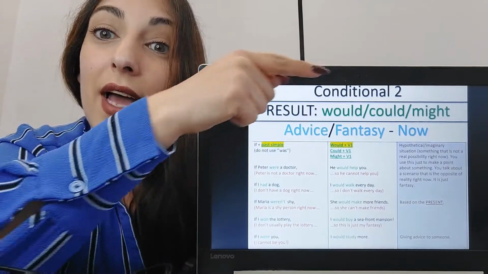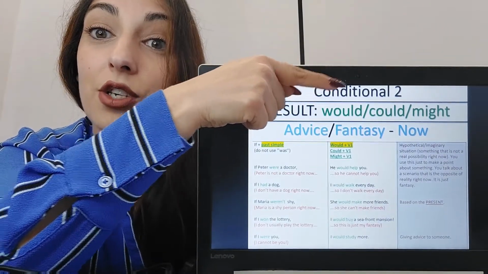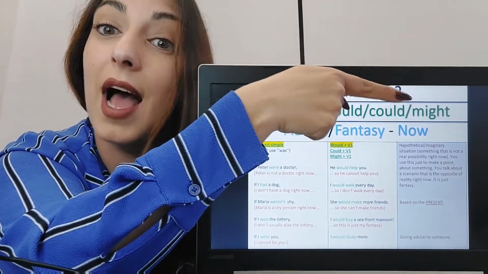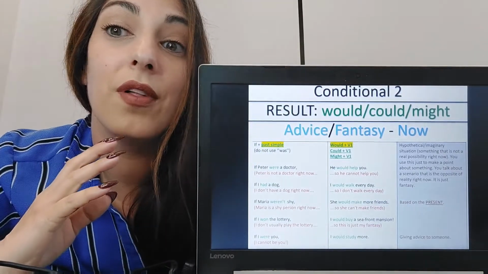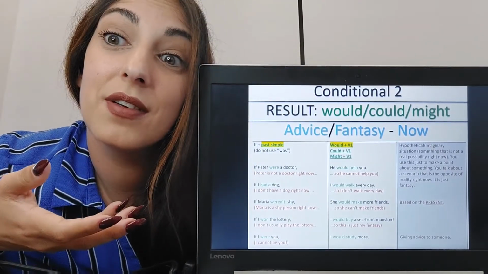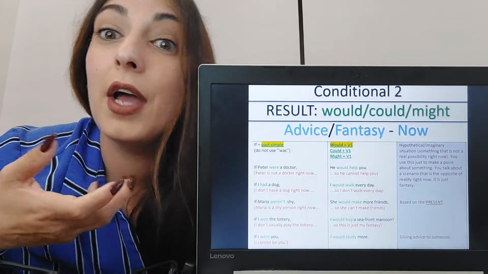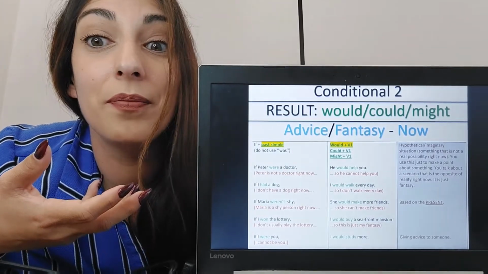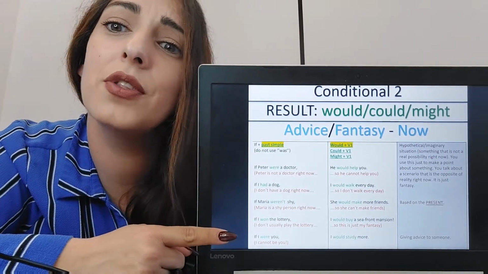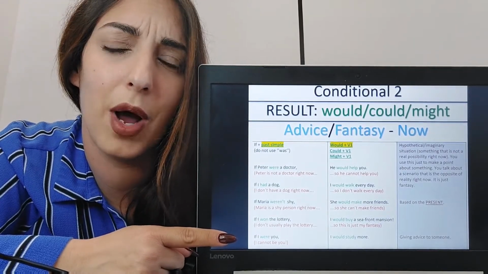Now, of course, we can have would in the result section. We can have could, and we can have might. They are all the same. If I knew maths, I might be a maths teacher. If I knew maths, I could be a maths teacher. But I want to draw your attention to the advice, giving advice to someone.